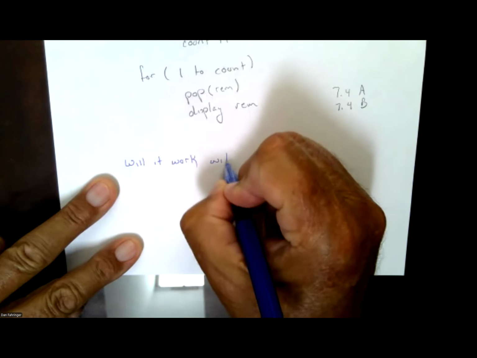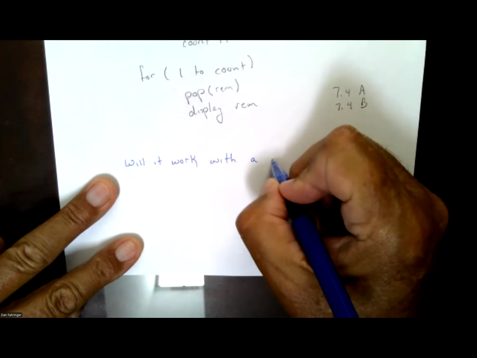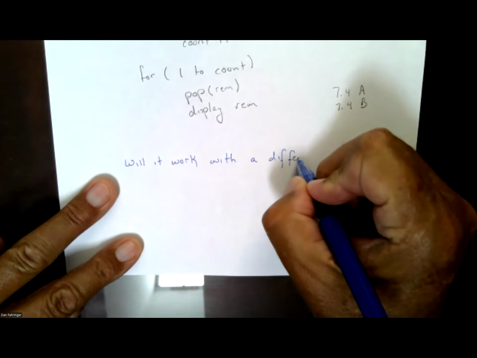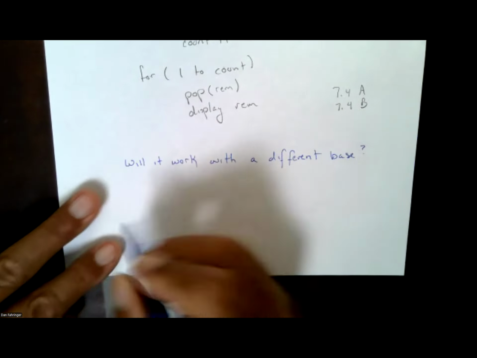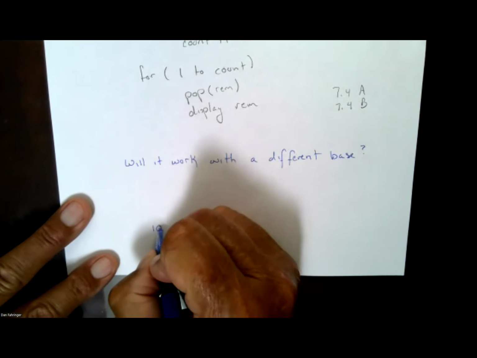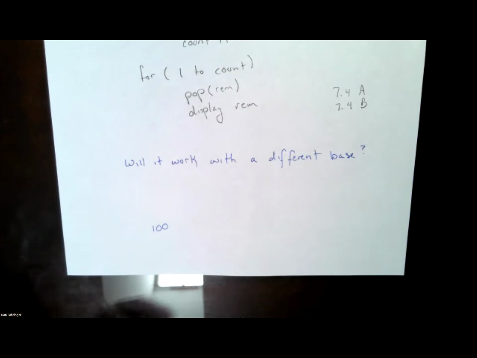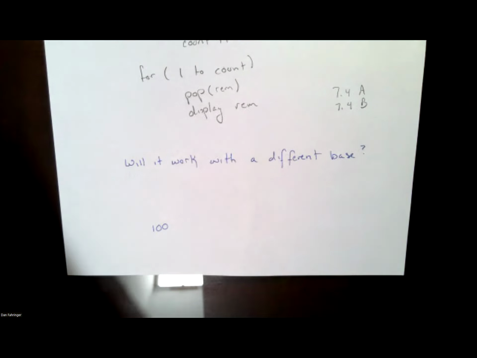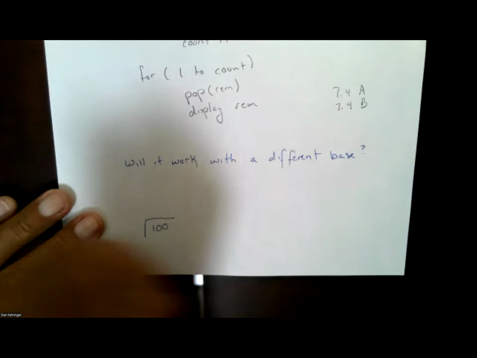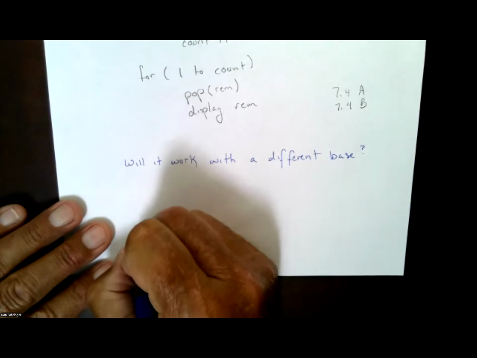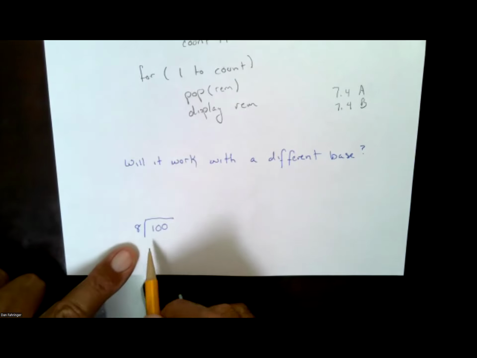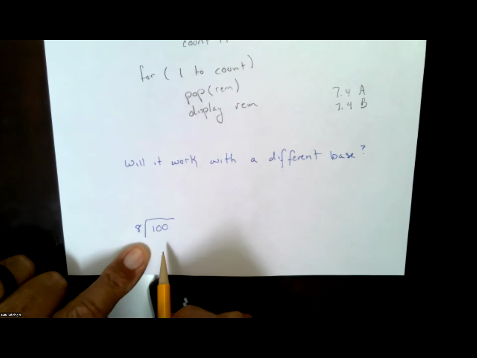with a different base? So let's take a number. Let's take 100 and let's convert that to base. Somebody give me a number. 8. We want to convert this to base 8. All right. So I'm going to put an 8 here. And I'm going to do the work here on this end.